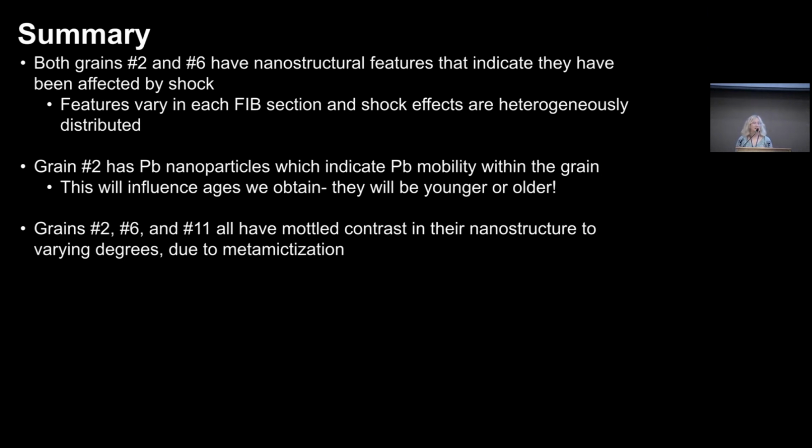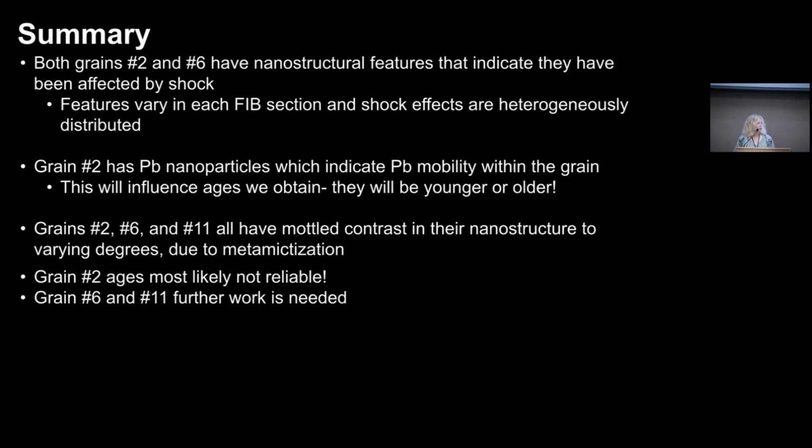Now for grain number 2, those lead nanoparticles indicate that lead mobility, and that is a really important finding when we're trying to understand if the ages we've obtained are reliable. Grains number 2, 6, and 11, once again, had that mottled contrast, which is attributed to the process of metamictization. We need to constrain exactly what degree of metamictization has been experienced in each grain and how that may contribute to the issue with ages possibly. But overall, what I would conclude right now is that grain 2's ages are most likely not reliable because of this lead mobilization and all of these inclusions that we're seeing from shock most likely.